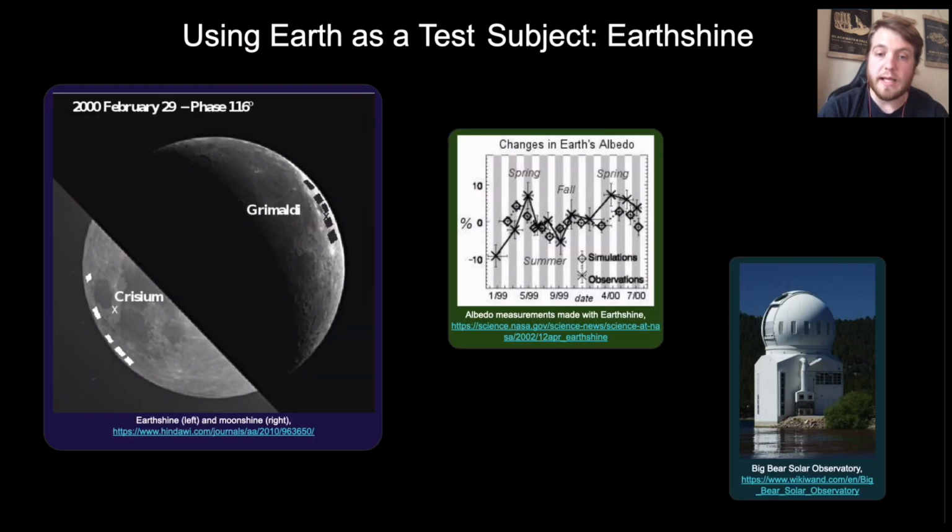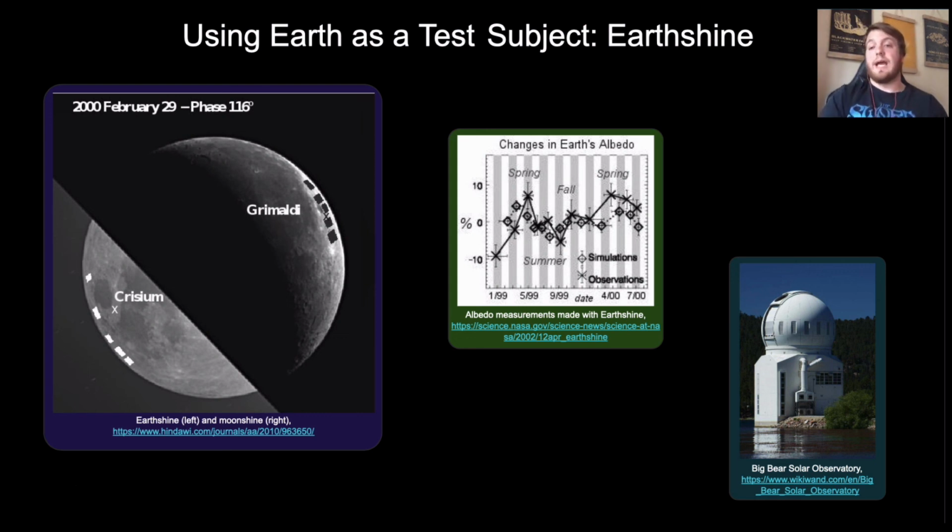Finally, the last thing I'll talk about, which I thought was very interesting when I read about it, is the concept of using Earthshine. So Earthshine here is actually the light that has reflected off of Earth's surface and then reflected again off of the moon's surface back to us. So we can observe the moon and measure subtle differences in how our light is reflected by the moon's surface.